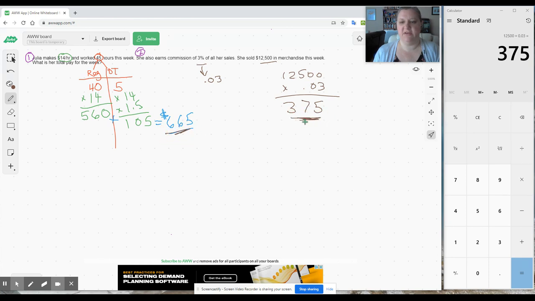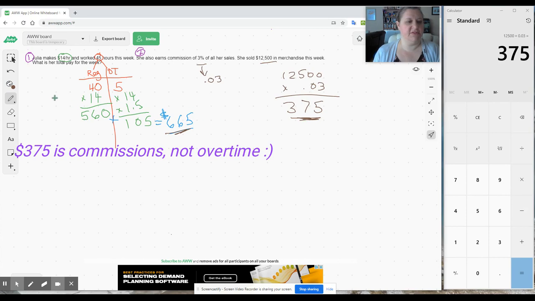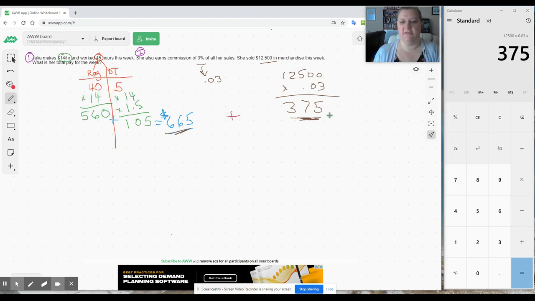All right, so now we know how much she made in regular pay. We know how much she made in overtime. So now we just have to do one more little bit of math to add those together. So 665 plus 375 equals $1,040. So she has earned $1,040 for both the time that she put in and her commission for the week.